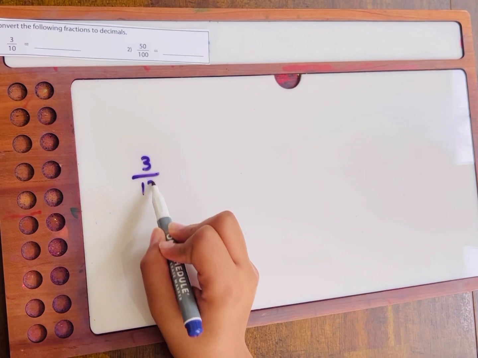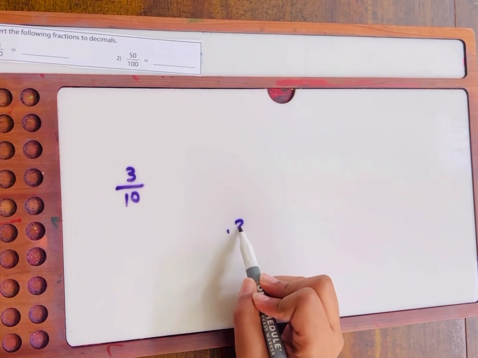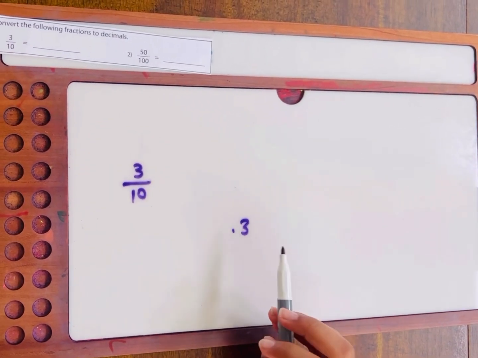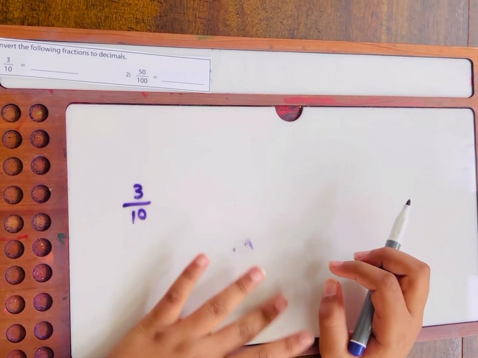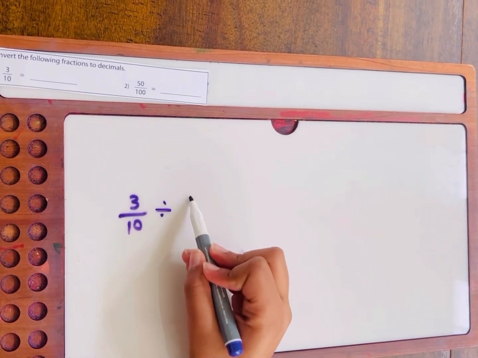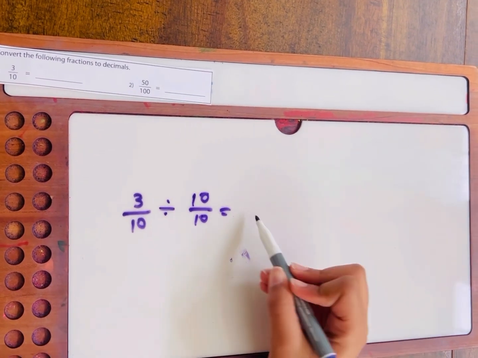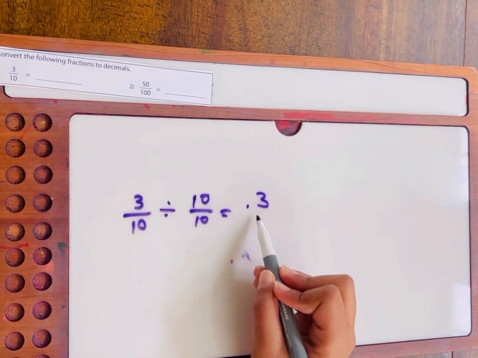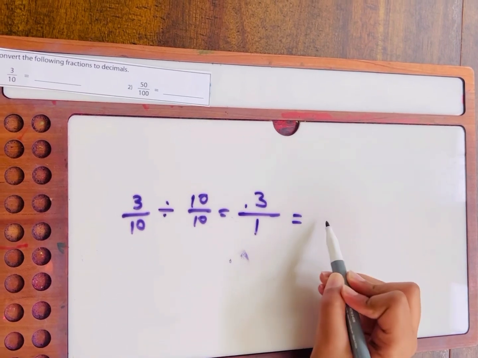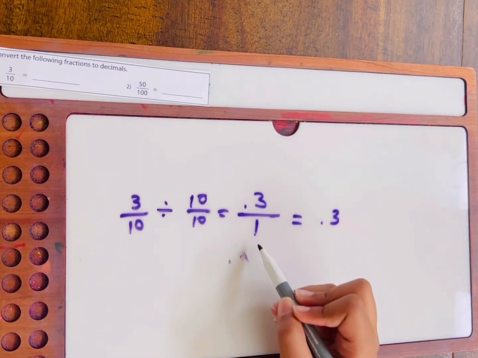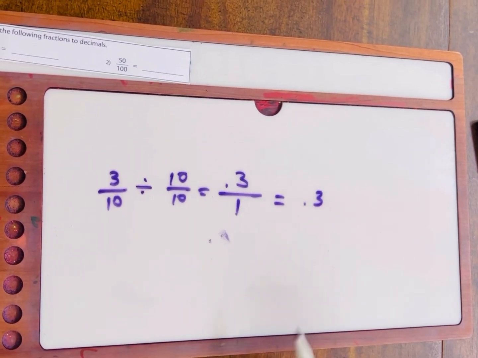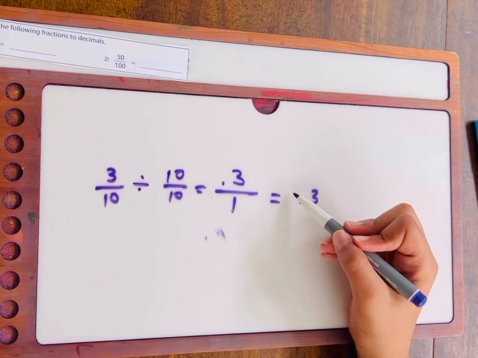Fraction 3 by 10. Remember we had 0.3? Well, we could do the inverse operation, instead of multiplying, dividing. So we can divide it by 10 by 10. And then we get 3 divided by 10 is equal to 0.3. 10 divided by 10 is equal to 1. And 1 does not make any significance to the number, therefore it still remains 0.3.